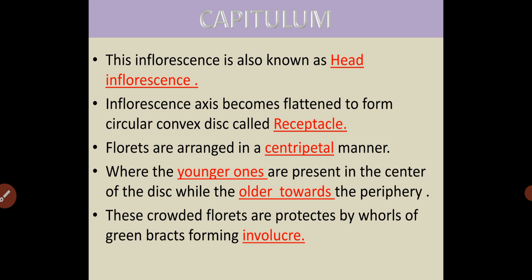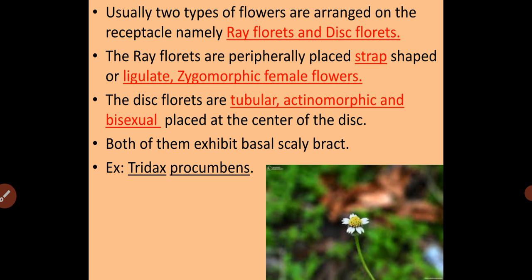Capitulum is the inflorescence which is called head inflorescence, where the receptacle is convex in nature, on which the flowers are arranged in centripetal manner. Here the flowers are called florets, where the younger flowers are present in the center, older flowers towards the periphery. These crowded florets are protected by the whorls of bract modification, which is called the involucre.